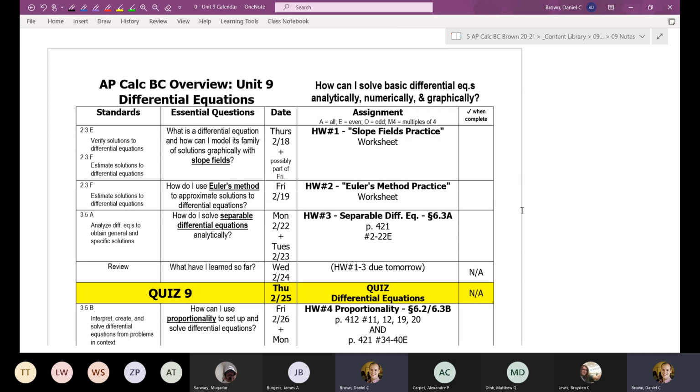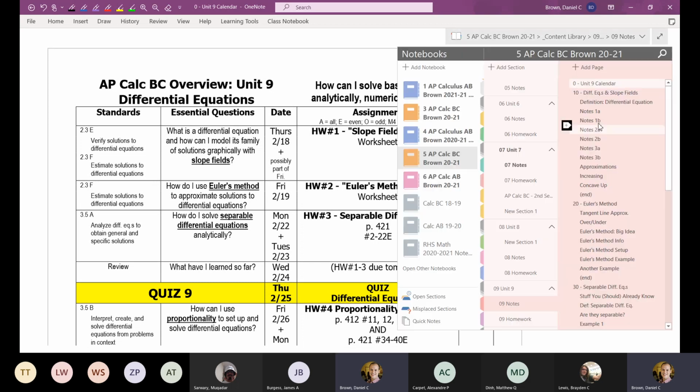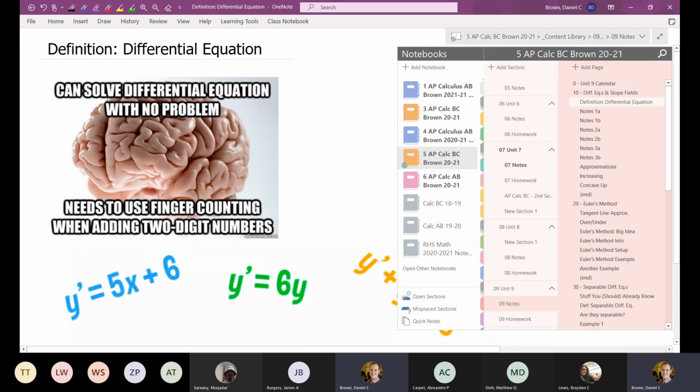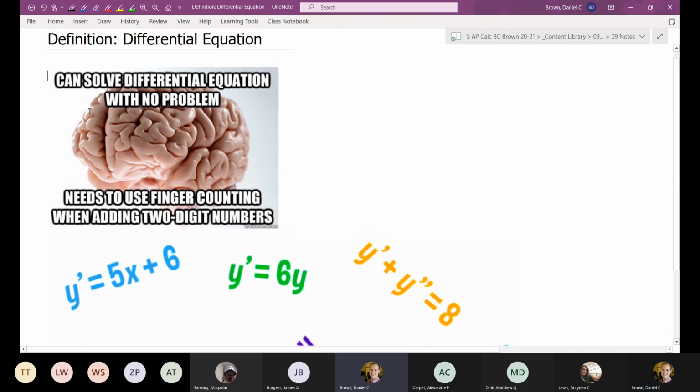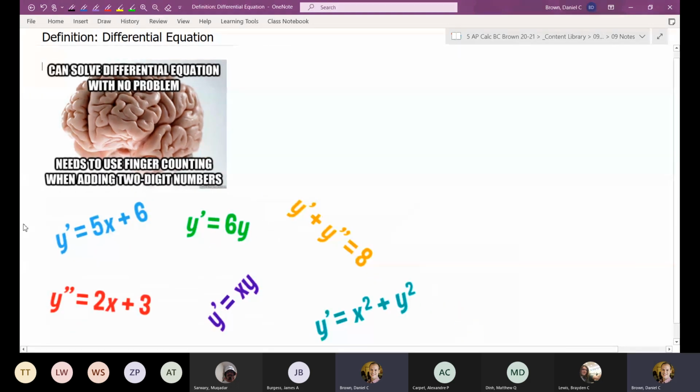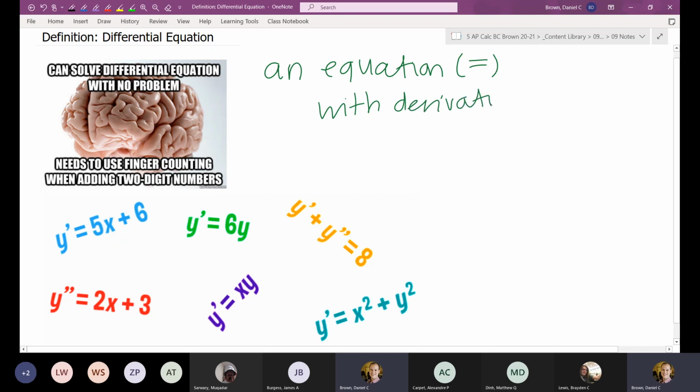So looking at differential equations, let's start off by just reviewing what a differential equation is. In math, a differential equation is actually a very, very broad kind of term. And for us, a differential equation is basically just going to be defined as an equation, meaning that there has to be an equal sign in it, with derivatives. Which is a very, very broad kind of definition.